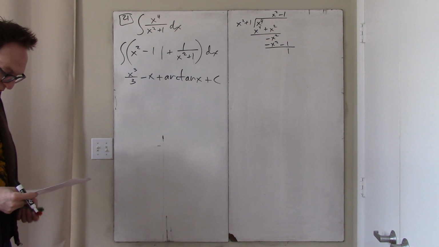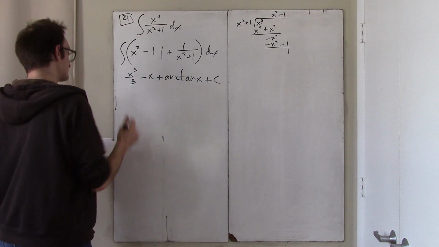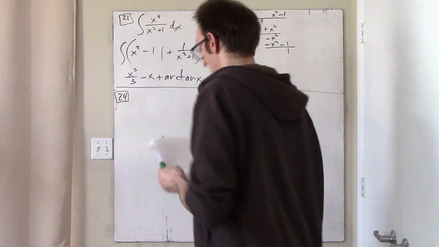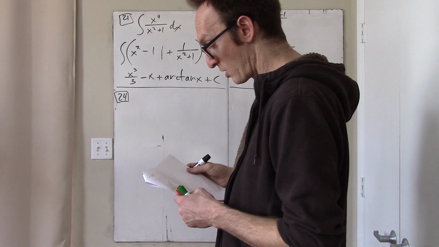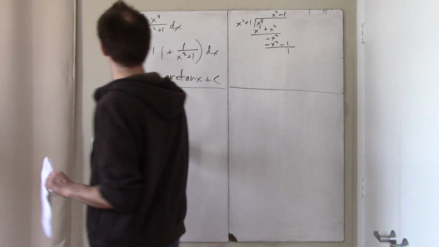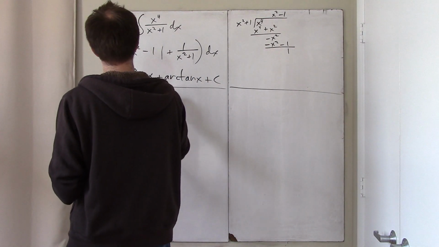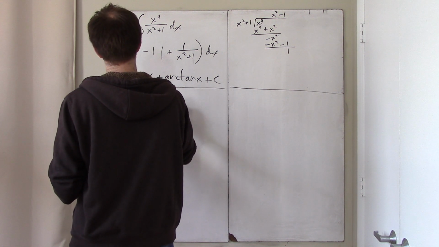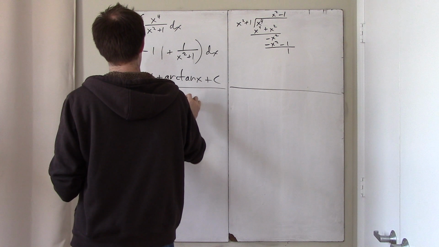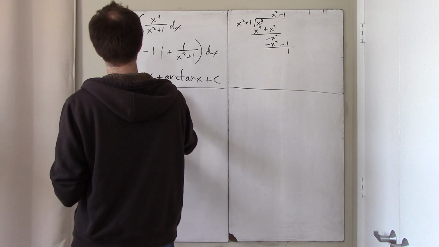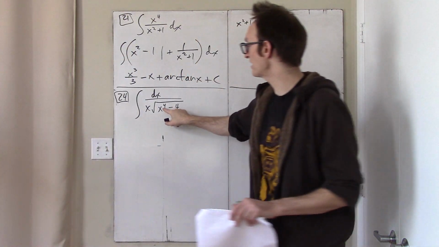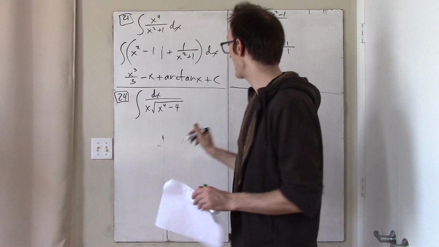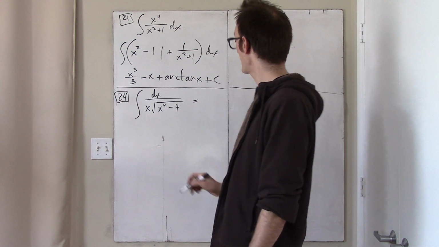We now go to page 6, number 24. Okay. What now? Well, okay. Let's just start. 1 over x root x to the 4th minus 4. Okay, this is kind of scary, I guess, because I don't have anything involving x to the 4th minus 4. I do have something involving x squared though.